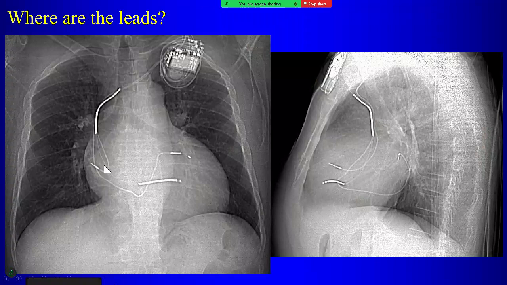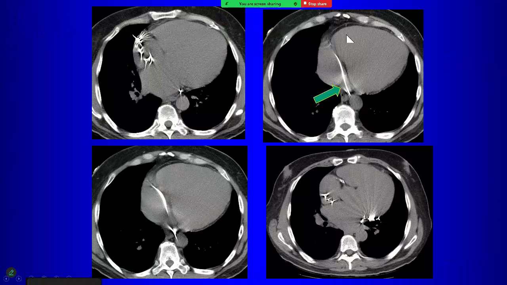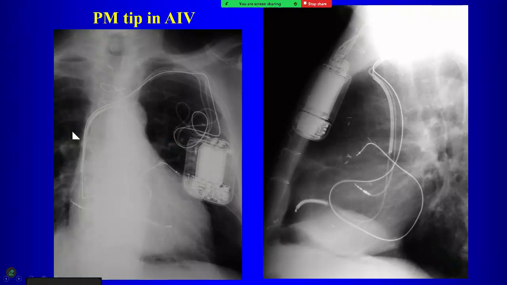So here's another example. This patient has a lead in the right atrium, a lead in the right ventricle, and then this one is going back into a vein for pacing of the left ventricle. Okay. And then you see that's confirmed on the CT. So on CT, you'll actually be able to see the lead going through the coronary sinus. And then this one goes all the way out into the anterior interventricular vein in this patient.